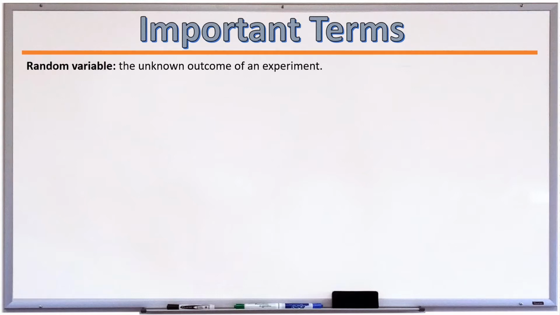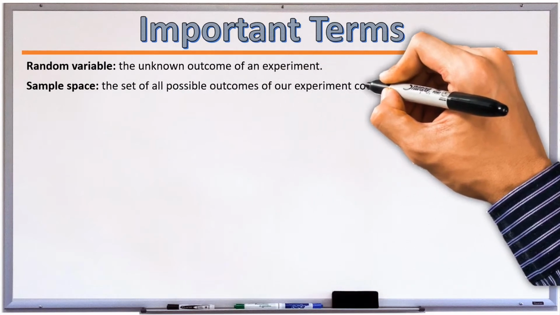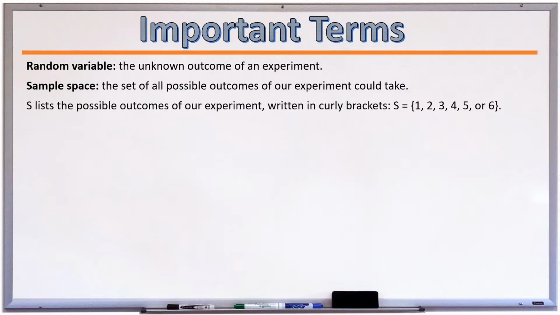Sample space. This is the set of all possible outcomes of our experiment. In our example, the die could obtain any one of the following results: 1, 2, 3, 4, 5, or 6. The set S is called the sample space and is usually denoted by the full set of possible outcomes of our experiment written in curly brackets.